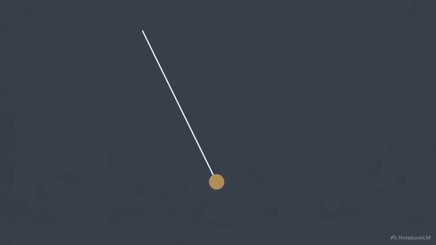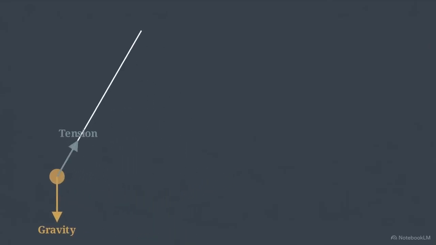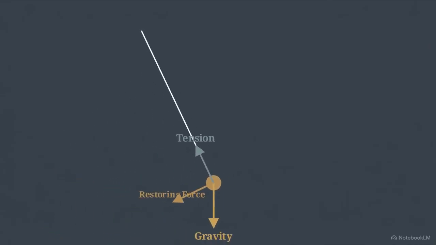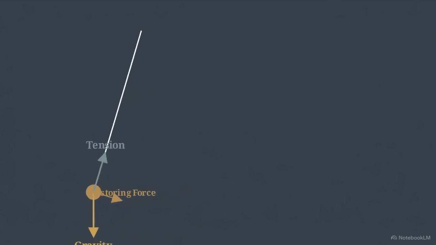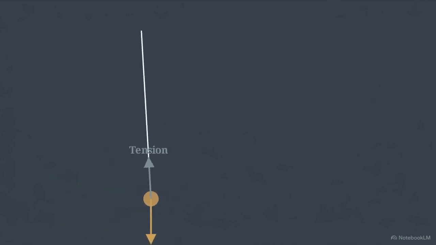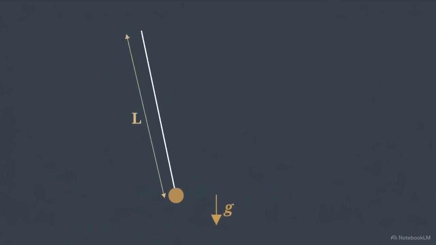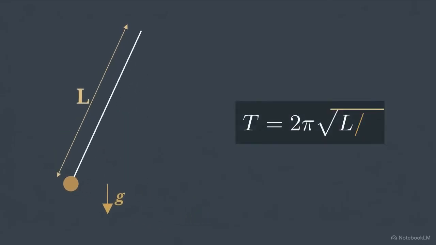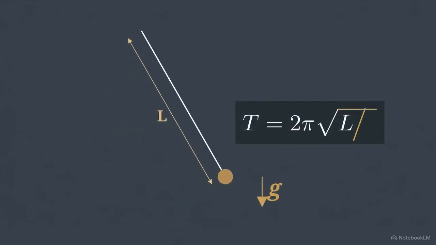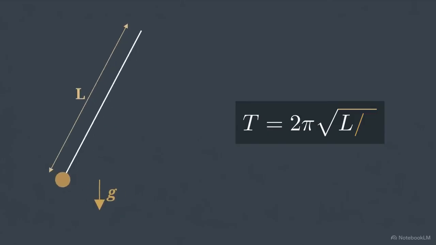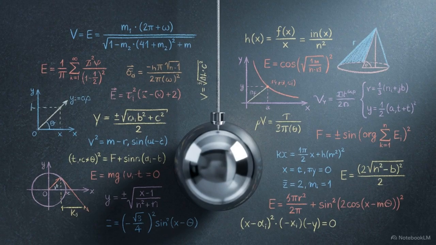Gravity pulls straight down, tension pulls up toward the pivot, creating a restoring force toward the center. These vectors reduce to one master equation. T equals 2 pi times the square root of L over g, proving period depends solely on length and local gravity. Because mass is irrelevant and amplitude is negligible at small angles, the rhythm of a pendulum is a physical manifestation of length and local gravity.